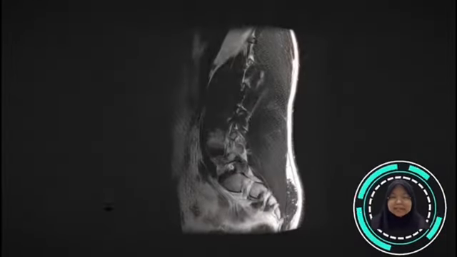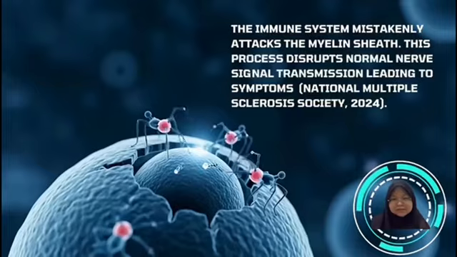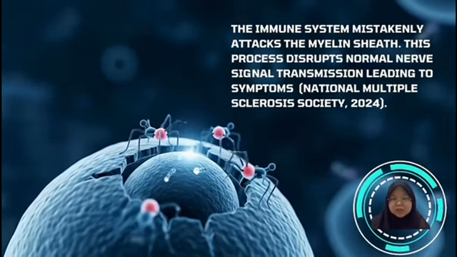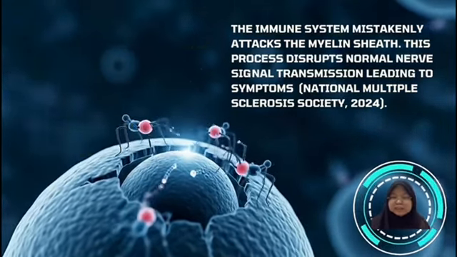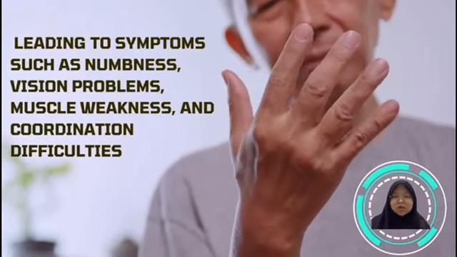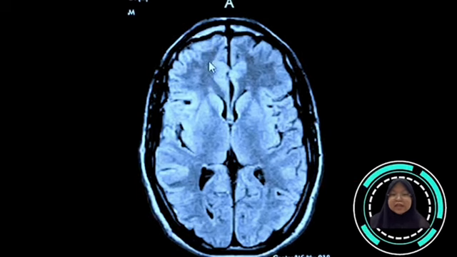central nervous system, mainly the brain, spinal cord, and also the optic nerve. The immune system basically attacks the myelin sheath, which is the protective covering around the nerve fiber. This process, known as demyelination, disrupts the normal nerve signal transmission, leading to symptoms such as numbness, vision problems, muscle weakness, and also coordination difficulties.